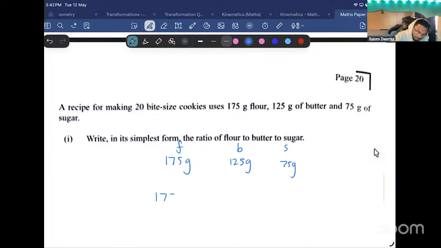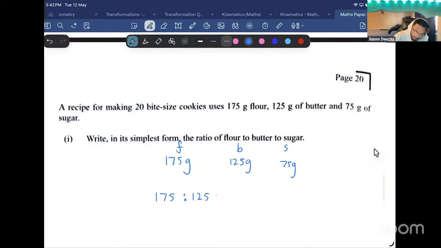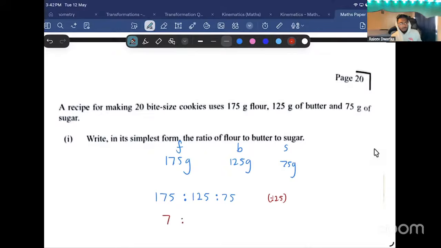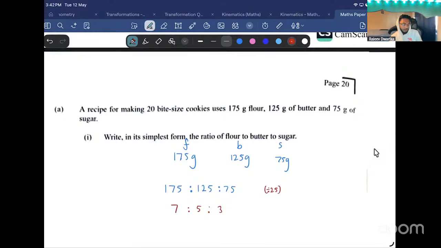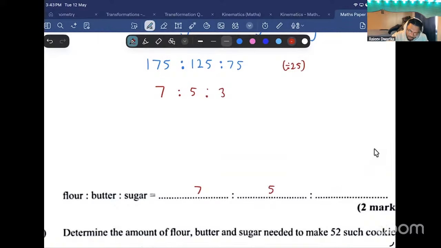Guys, wouldn't that just be 175 to 125 to 75? The greatest common factor here is 25, so you can divide everything through by 25. 175 divided by 25 is 7. 25 into 125 is 5. 25 into 75 is 3. Everybody get that, right? So the ratio is 7 to 5 to 3.